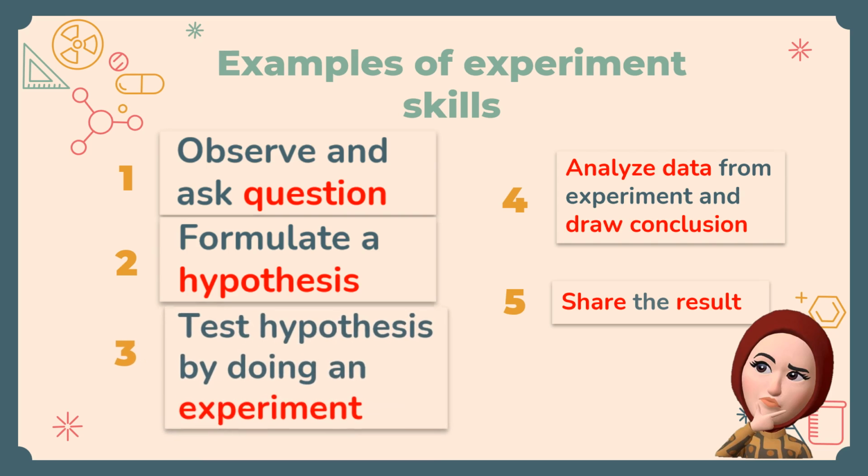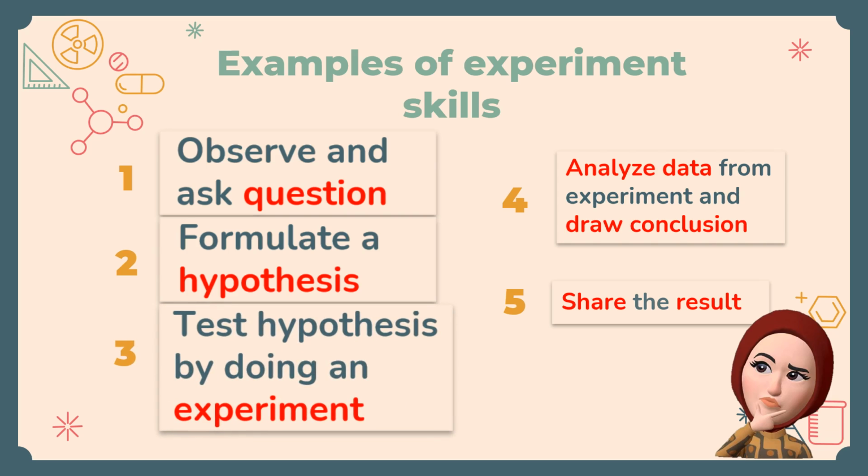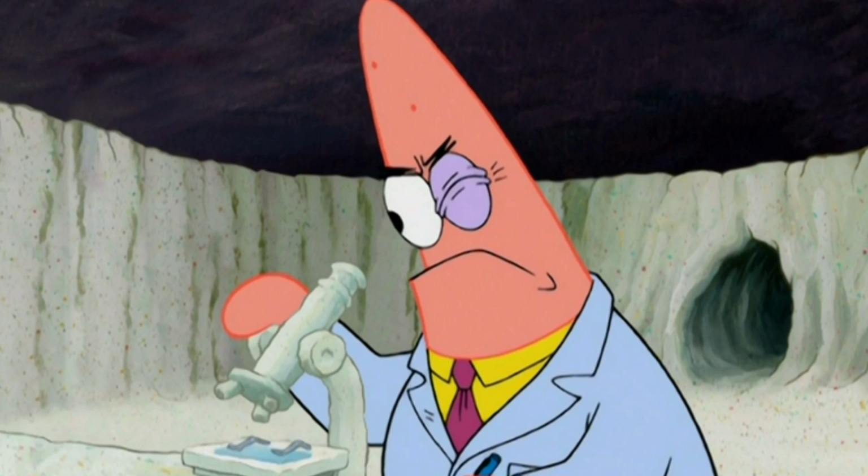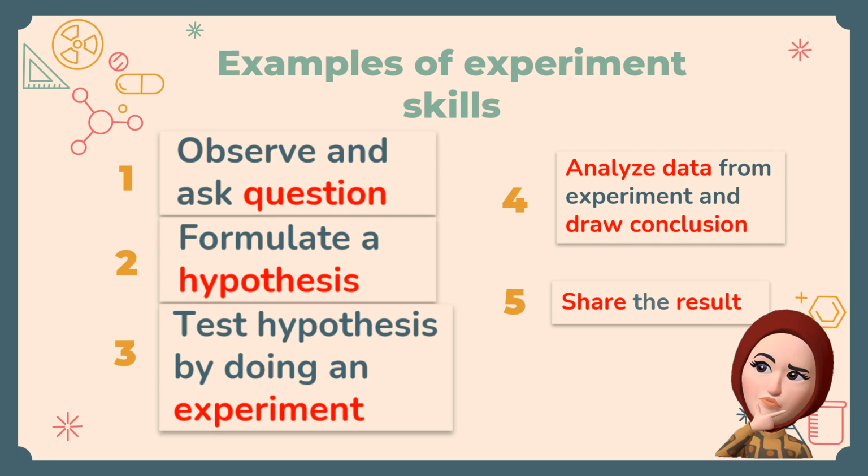The third is test the hypothesis. Your experiment tests whether your prediction is accurate and thus your hypothesis is supported or not. It is important for your experiment to be a fair test. You conduct a fair test by making sure that you change only one factor at a time while keeping all other conditions the same.